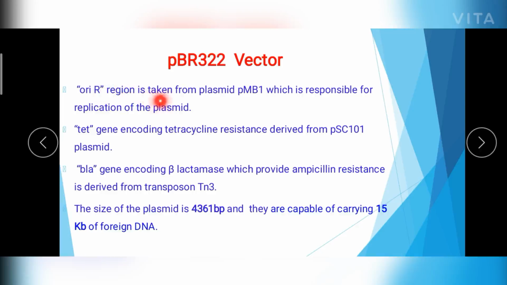So of this, the origin of replication region is taken from the plasmid PMB1, which helps in independent replication or autonomous replication of the plasmid. Then the marker gene, tetracycline resistance gene, is derived from the PSC101 plasmid. Then the BLA gene, which codes for ampicillin resistance, is taken from transposon TN3. And like this, all these portions taken from the natural plasmids are combined to prepare the artificial vector PBR322.